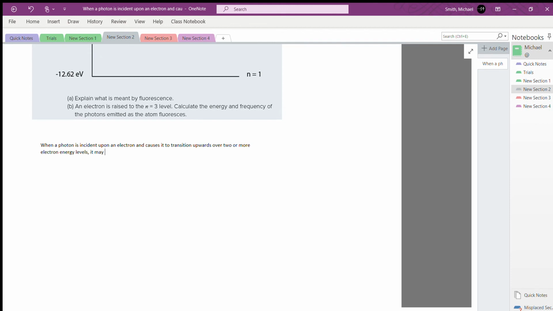It may transition downwards via 2 or more electron energy levels. And if it does this, 2 or more photons are emitted. So when this occurs, 2 or more photons are emitted. This whole process is what we call fluorescence.